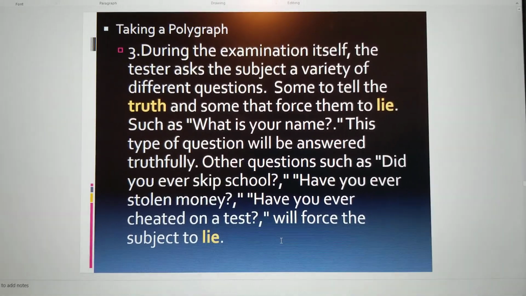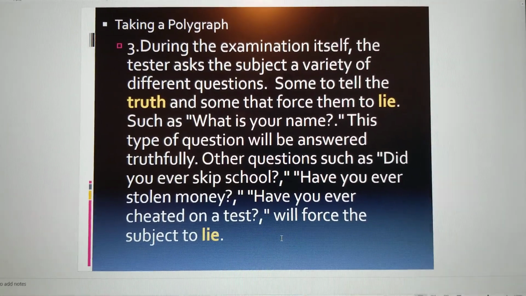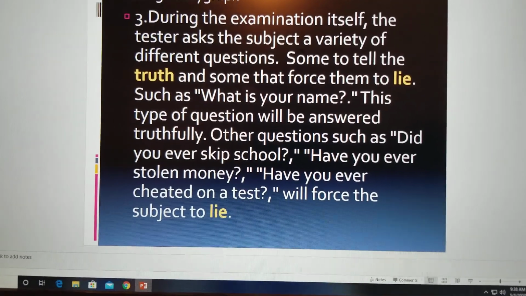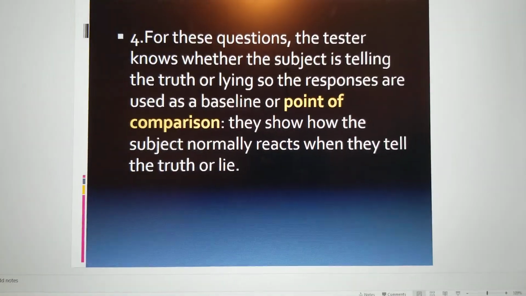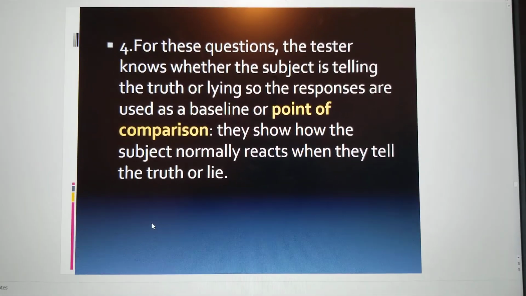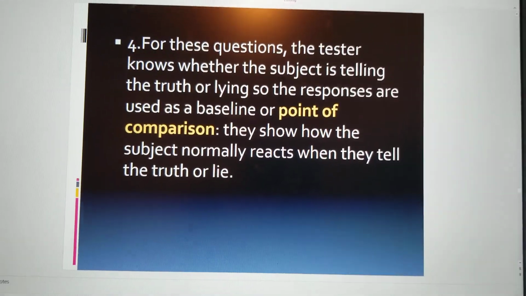Because once again, even if you are told to lie versus if you lie on your own, your body will still react the same way to a degree. So these baseline questions are used as points of comparison. How does their body look when they are telling the truth? How does their body look when they are lying?